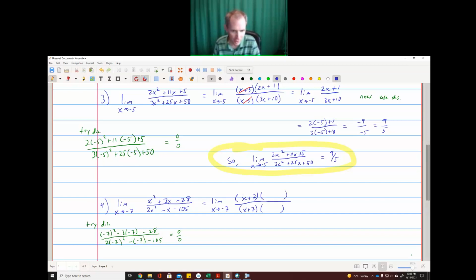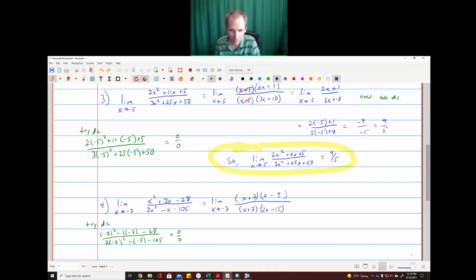To get an x squared, I multiply x by an x. To get negative 28, I have to multiply a 7 by a negative 4. To get 2x squared, I have to multiply x by a 2x. And to get negative 105, I have to multiply a positive 7 by a negative, I believe that's 15.